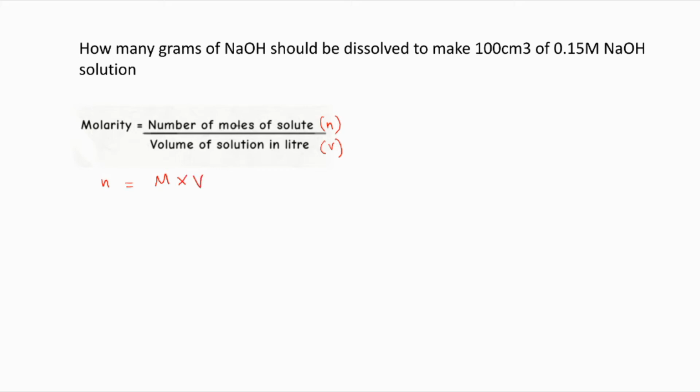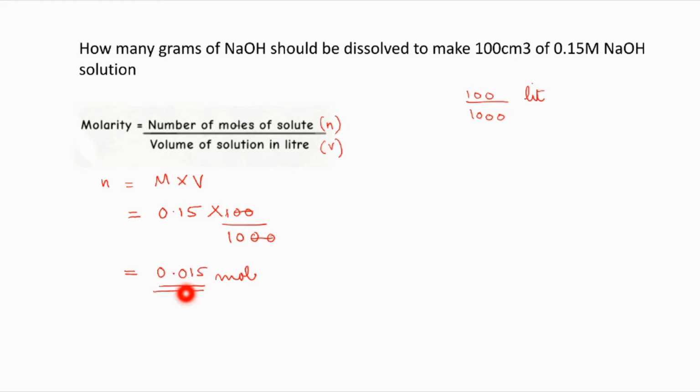Correct? What will be the molarity of the solution given? That will be equal to 0.15 molar into volume, which should be in liter. 100 centimeter cube, how can you convert it into liter? We will divide it by 1000. Correct, no? So substitute that also, 100 divided by 1000, so it will be equal to 1 by 10. Number of moles will be equal to 0.015.